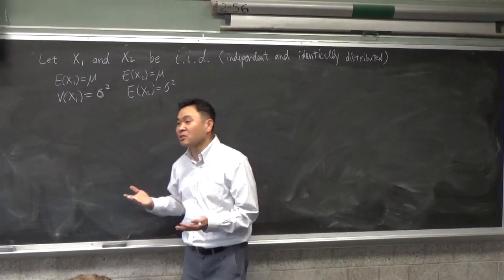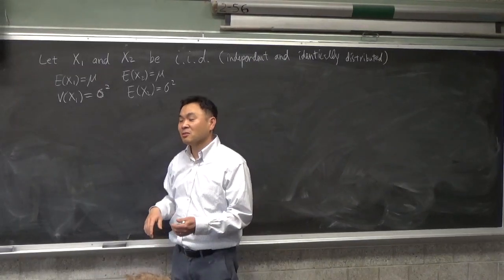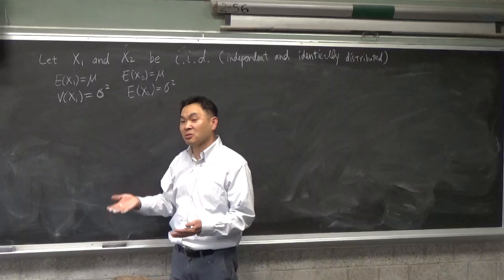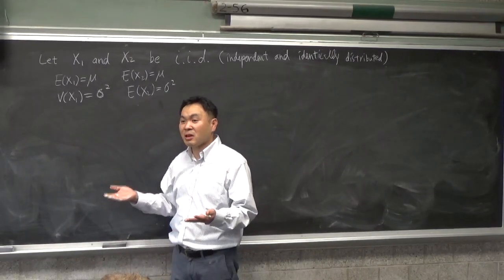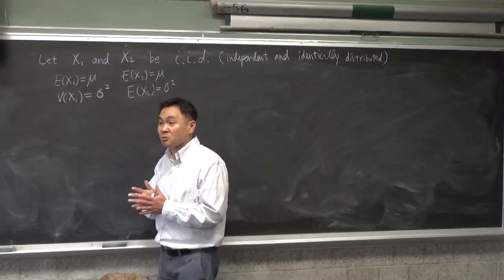As an example, you can think of throwing the dice twice. Then if x1 is the number that you get in the first roll, and x2 is the number that you get in the second roll, they are distributed in the same way. They follow the same probability distribution, right?